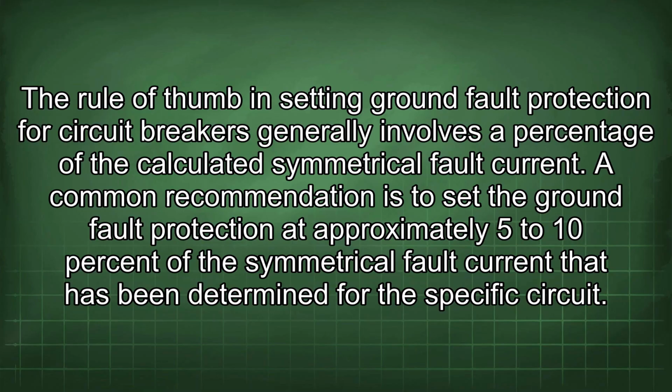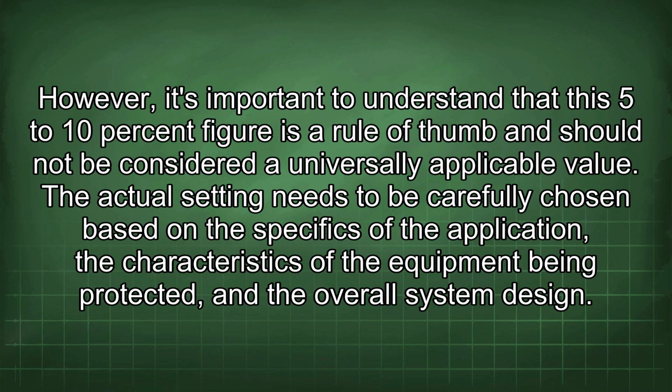The rule of thumb in setting ground fault protection for circuit breakers generally involves a percentage of the calculated symmetrical fault current. A common recommendation is to set the ground fault protection at approximately 5 to 10% of the symmetrical fault current that has been determined for the specific circuit. However, it's important to understand that this 5 to 10% figure is a rule of thumb and should not be considered a universally applicable value.